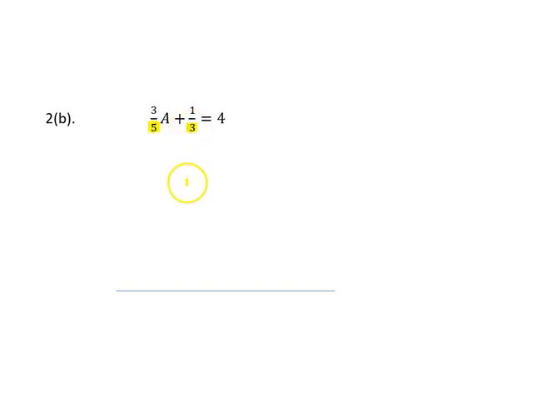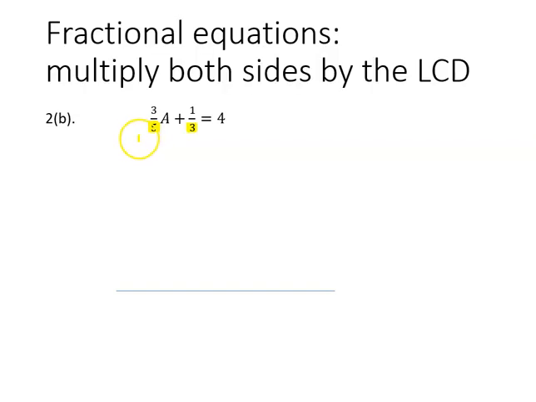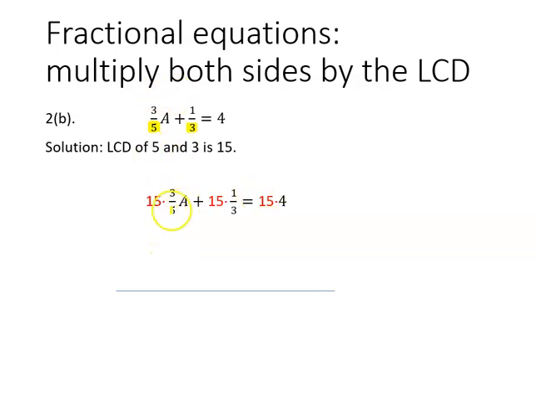and 3. So in order to get rid of them, we will find the LCD, and we multiply both sides by the LCD. So the LCD of 5 and 3 is 15, because 5 goes into 15 and 3 goes into 15. So now we're going to multiply both sides of the equation by 15.